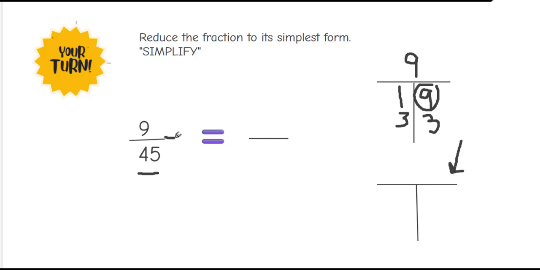So now we're going to divide both of these by 9. Because whatever I do to the numerator, I have to do the same thing to the denominator. 9 divided by 9 is 1. 45 divided by 9 is 5. Our reduced fraction, our fraction simplified, is 1/5.